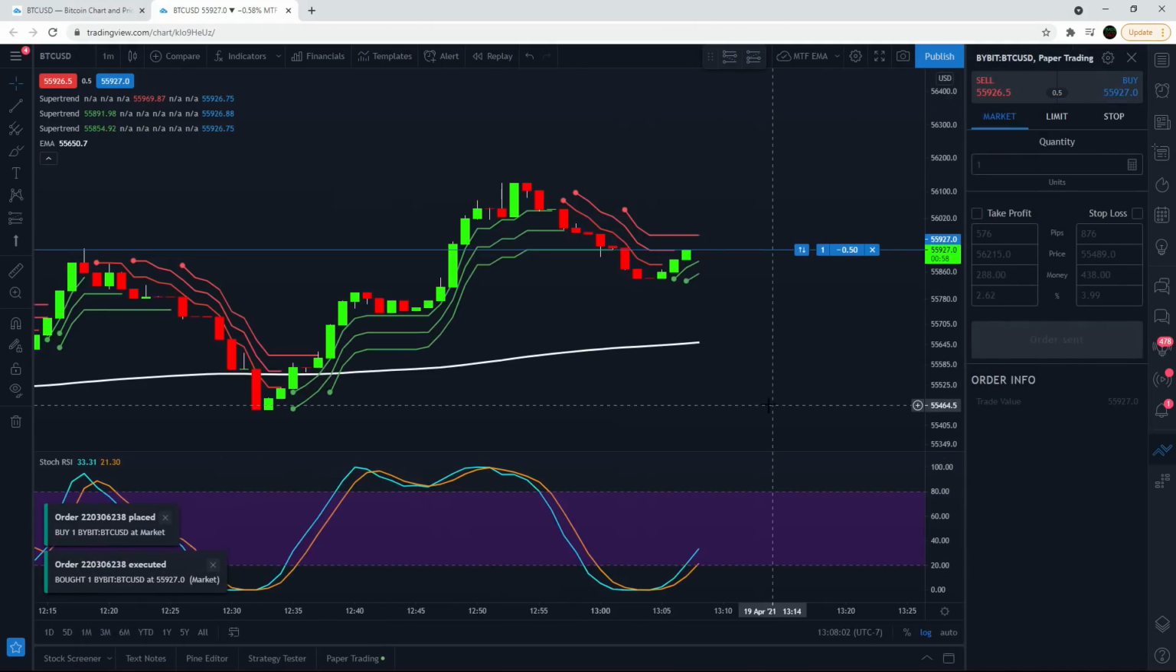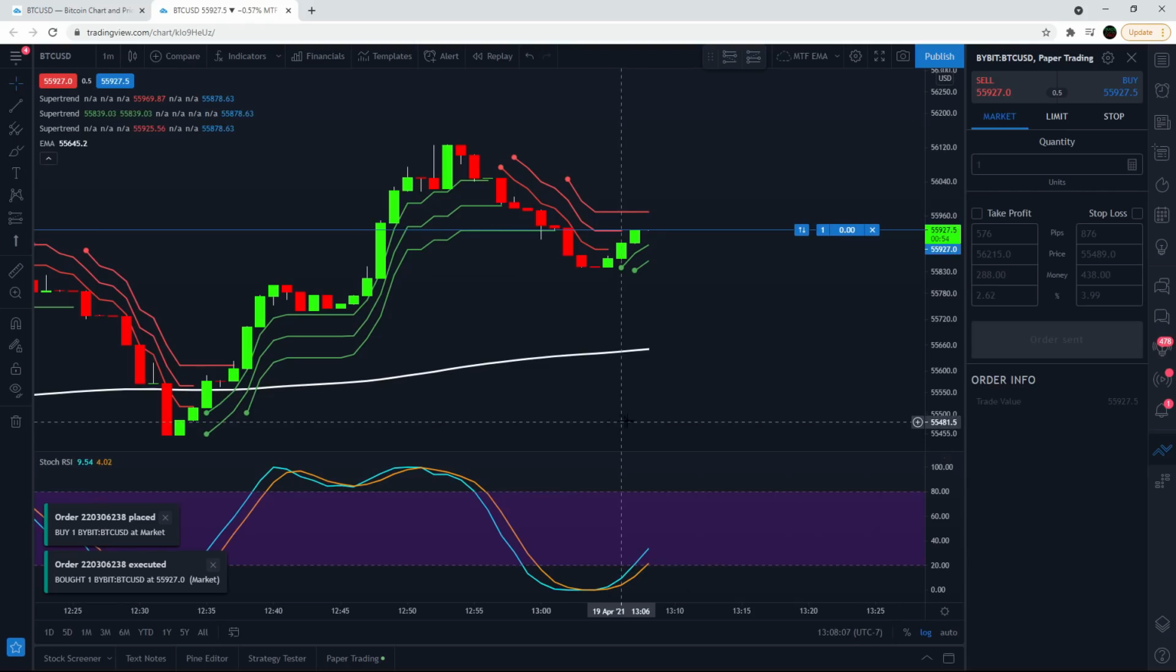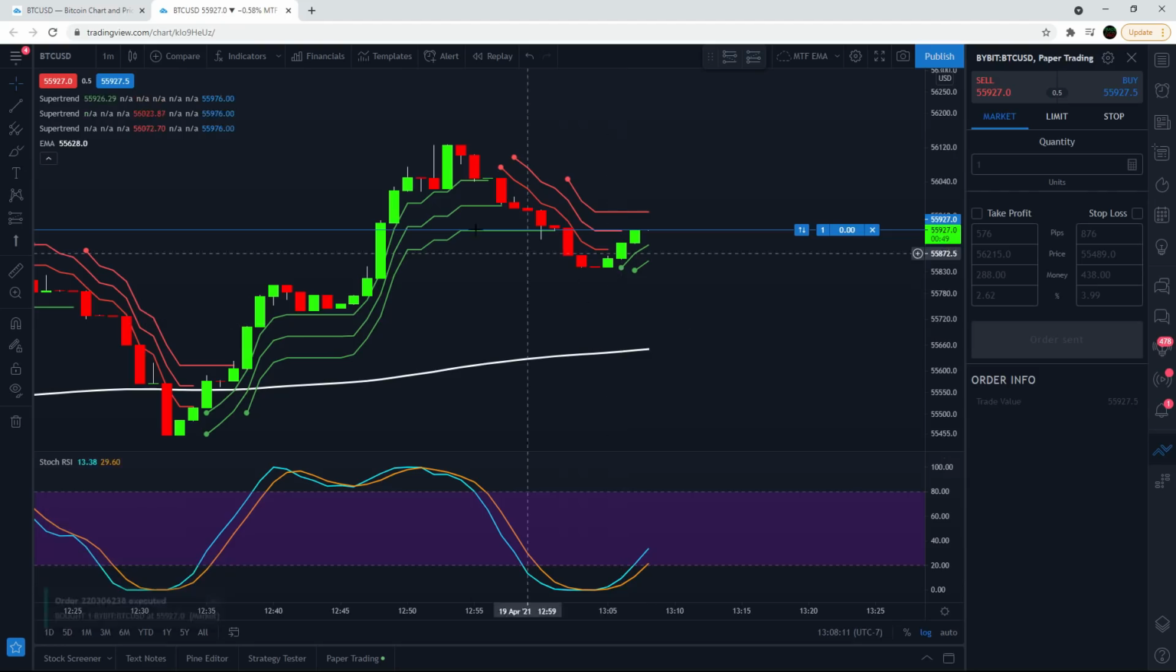All right, here's another long position just entered, and you can see stochastic RSI is coming out of the oversold territory, and price is above the 200 EMA. Super trends are indicating long, so this is a good long entry here. So let's see how it plays out.